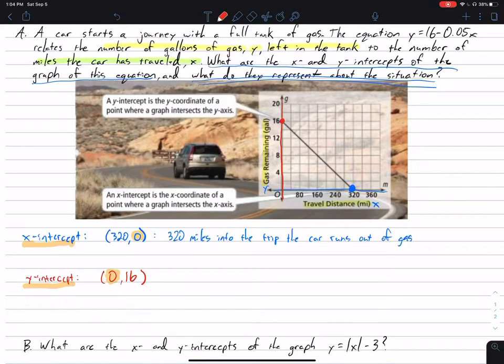Now what does my Y-intercept tell me? Well, again, the Y-intercept tells me that X is 0. What does X represent? X is the distance traveled. So here, when I have 16 gallons of gas, what have I done? Well, I haven't traveled yet. So this tells me that, let's say, at the start of the trip, the car or the tank had 16 gallons of gas.